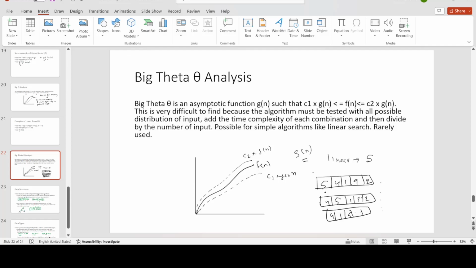এরকম করে সব রকম ডিস্ট্রিবিউশন দিয়ে দিব আমি অ্যালগরিদমের মধ্যে, এবং প্রত্যেক ডিস্ট্রিবিউশনের যে টাইম কমপ্লেক্সিটি ওগুলো আমি সাম আপ করব and then divide it with the number of inputs. So it's very difficult and rarely used because average time, দেখা যায় most of the algorithms, average time is very much close to big O, which is the worst time complexity.